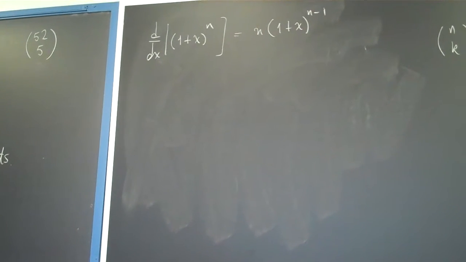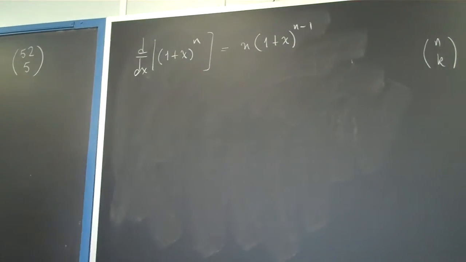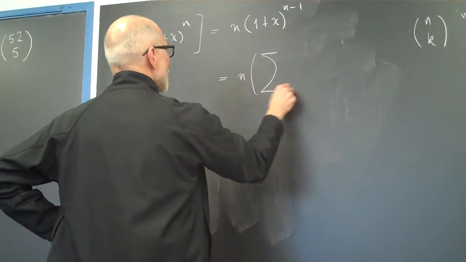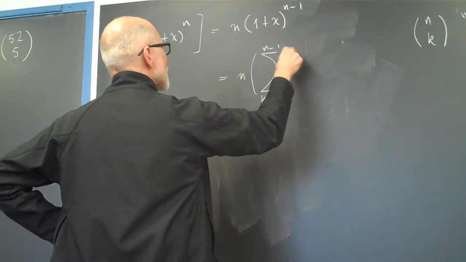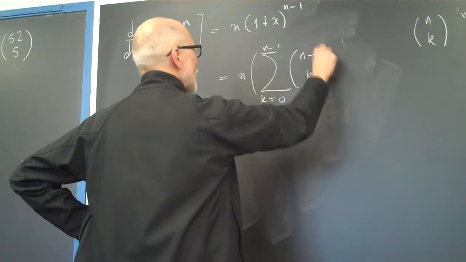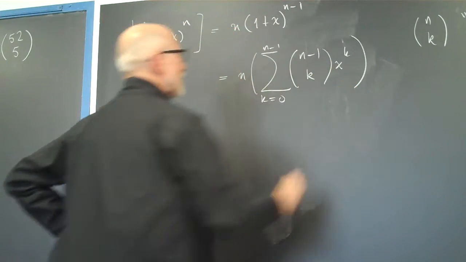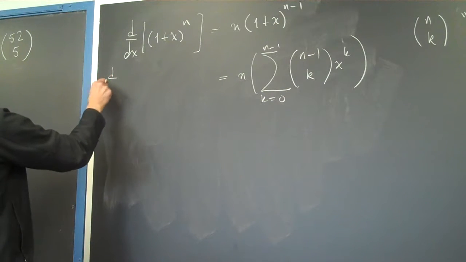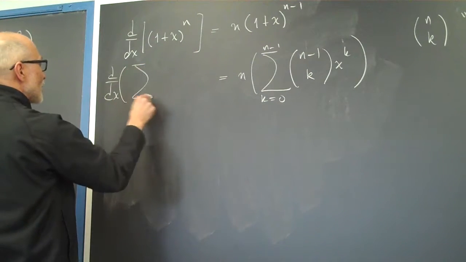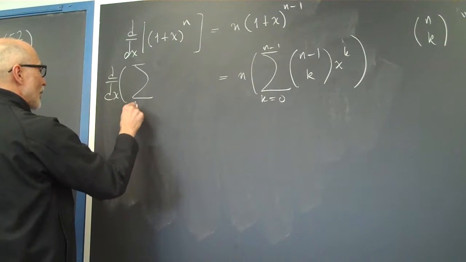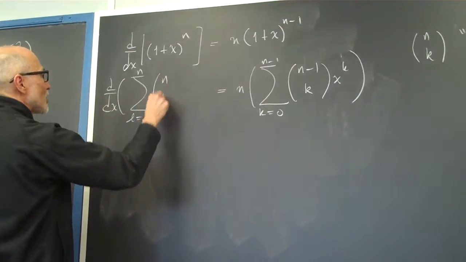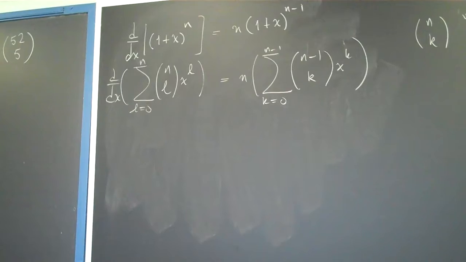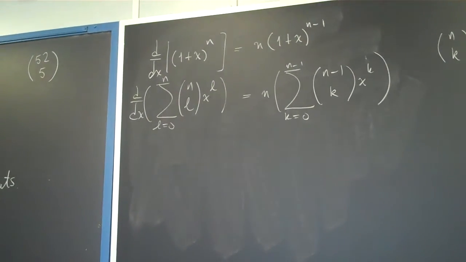But now I want to remember the binomial expansions. So let me rewrite this as n times the sum from k equals 0 up to n minus 1 of n minus 1 choose k, x to the k, right? Okay, that's on the right-hand side. On the left-hand side, I'm taking the derivative of the sum from L equals 0 up to n of n choose L, x to the L. Right? Okay, so now I have two polynomials floating around.